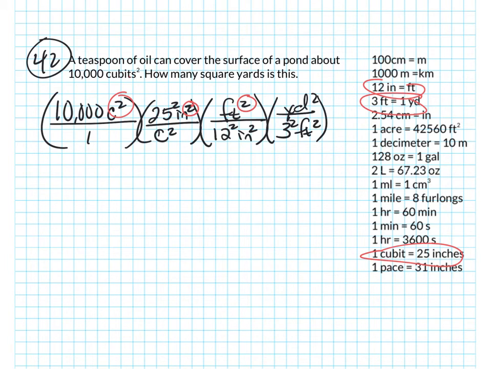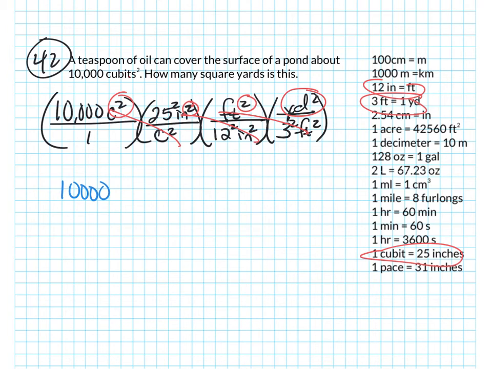Now my units match up. I've got cubits squared, I've got inches squared, and I've got feet squared, and what I'm left with is yards squared. And that's what I want. Now my calculator is going to look like this. It's going to be 10,000, and it's not squared because up here in the top it's also not squared. They just gave it to me with the math already done.